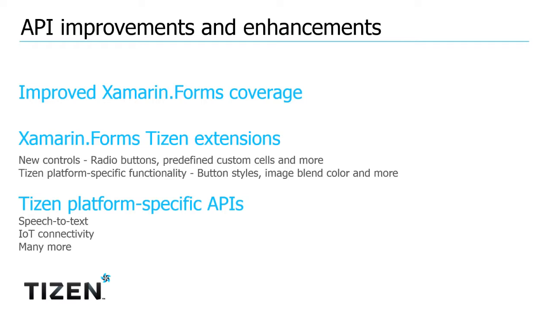And second, you can bring Tizen platform-specific functionality to Xamarin Forms applications. For example, on Tizen, you can modify the style of a Xamarin Forms button or change the blend color of an image. You will be able to add this platform-specific functionality after changes to support these are merged into the Xamarin Forms core. We have also added many more Tizen platform-specific APIs.